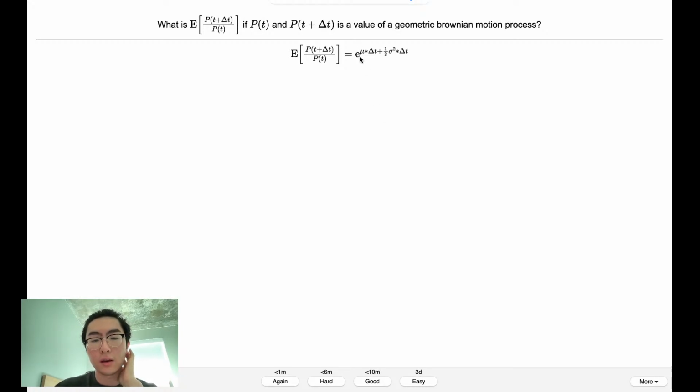1/2. Okay. E to the u times delta t plus 1/2 sigma squared times delta t. So the expectation depends on delta t.